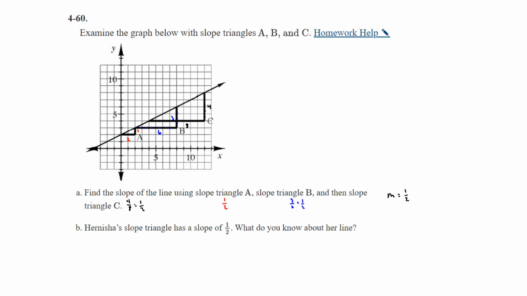Hernicia's slope triangle has a slope of 1/2. What do you know about her line? If the slope is 1/2, which is the same as the slope of this line, then the line would either have to be parallel to that line, or it would coincide, which means it would lay on top of that line. So once again, it's either going to be parallel or it's going to coincide with the line shown on the graph because they have the same slopes.